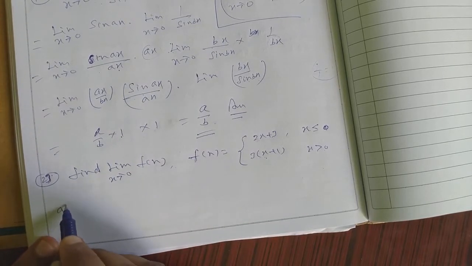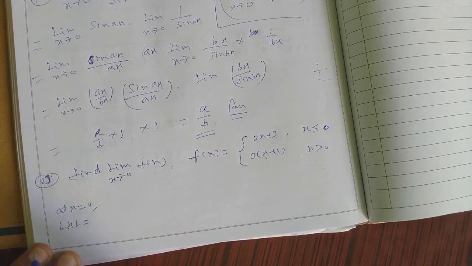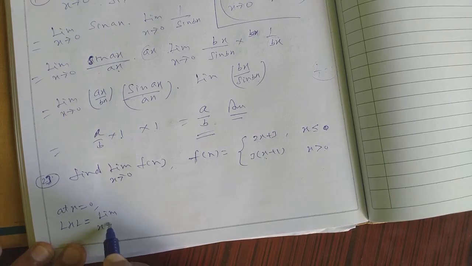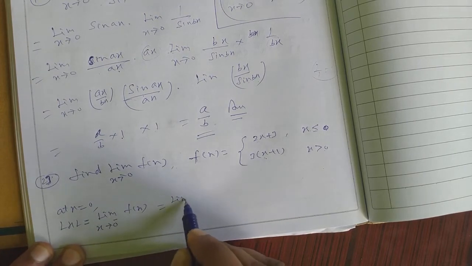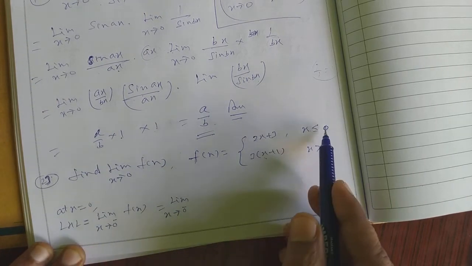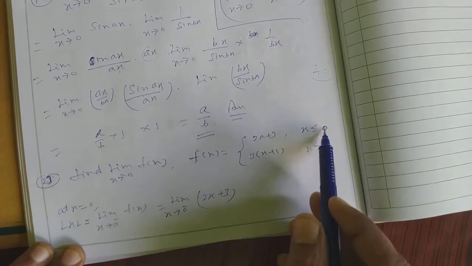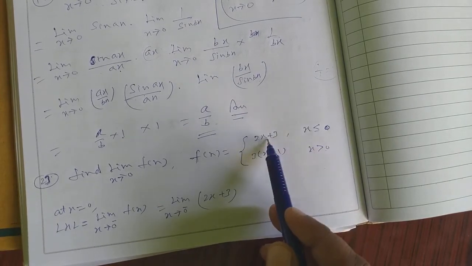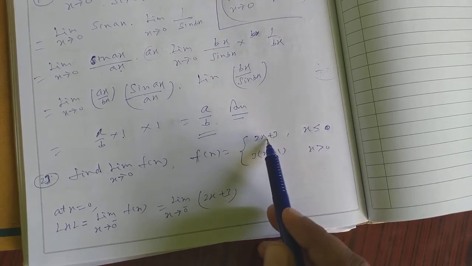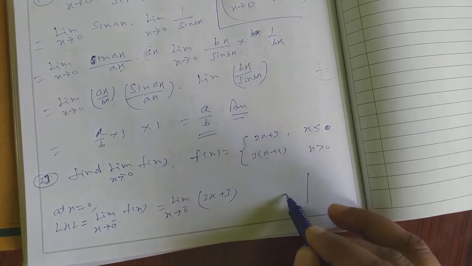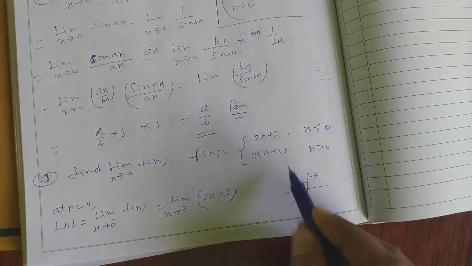So now find the value at x equal to 0. So the LHL: what is the value of the LHL here? Limit x tends to 0 with the minus sign, f(x), and the value of the LHL limit here is 2x plus 3. We use the left side value of the function. Suppose 0 is the condition: in this direction is the LHL, and in this direction is the RHL. So less than 0 is the LHL function value.